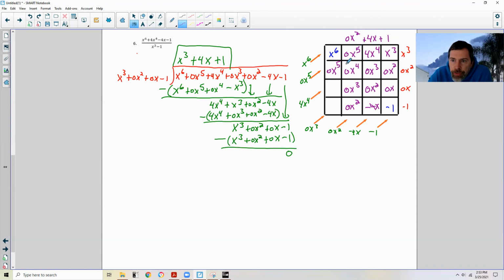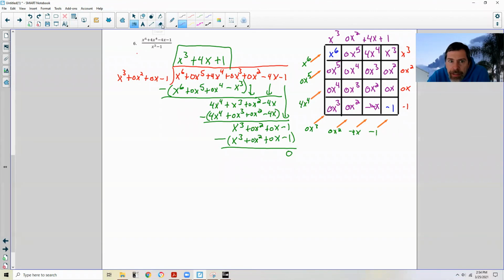I have a 4x to the 4th here. I have 4x to the 4th here. I don't need any more. So it's 0x to the 4th. I need a 0x cubed here. I have 0x, 0x, 0x, 0x cubed. So x cubed times what gives me x to the 6th? Well, that would be x to the 3rd. 0x squared times x cubed is 0x to the 5th. 0x times x cubed is 0x to the 4th. Negative 1 times 1x cubed is not 0x cubed. Uh-oh, what did I do?